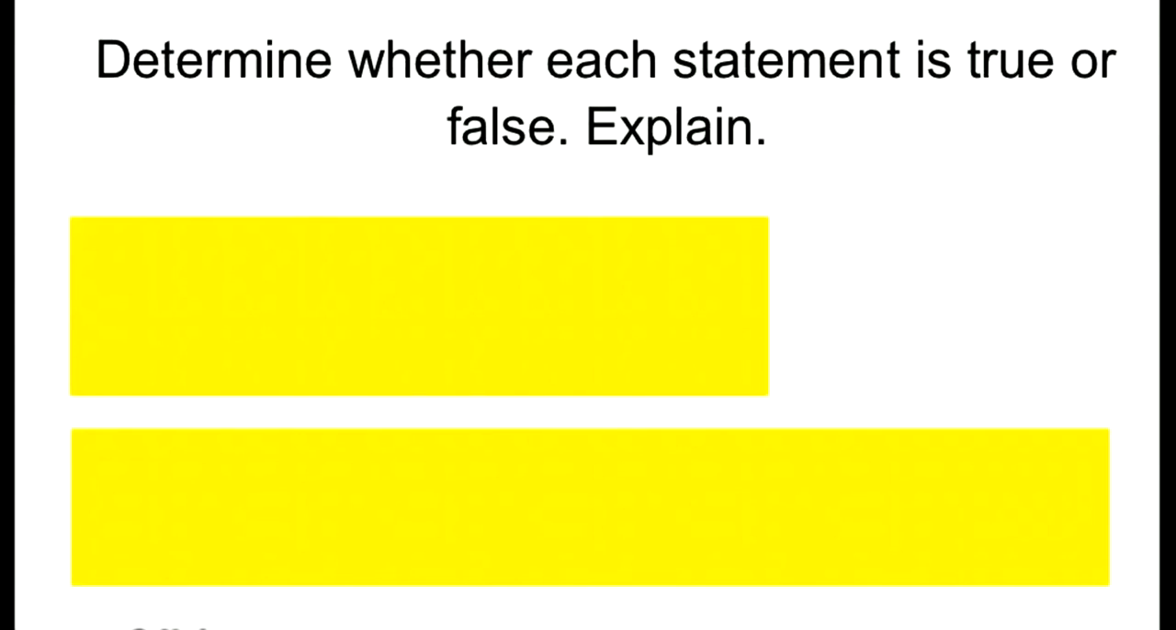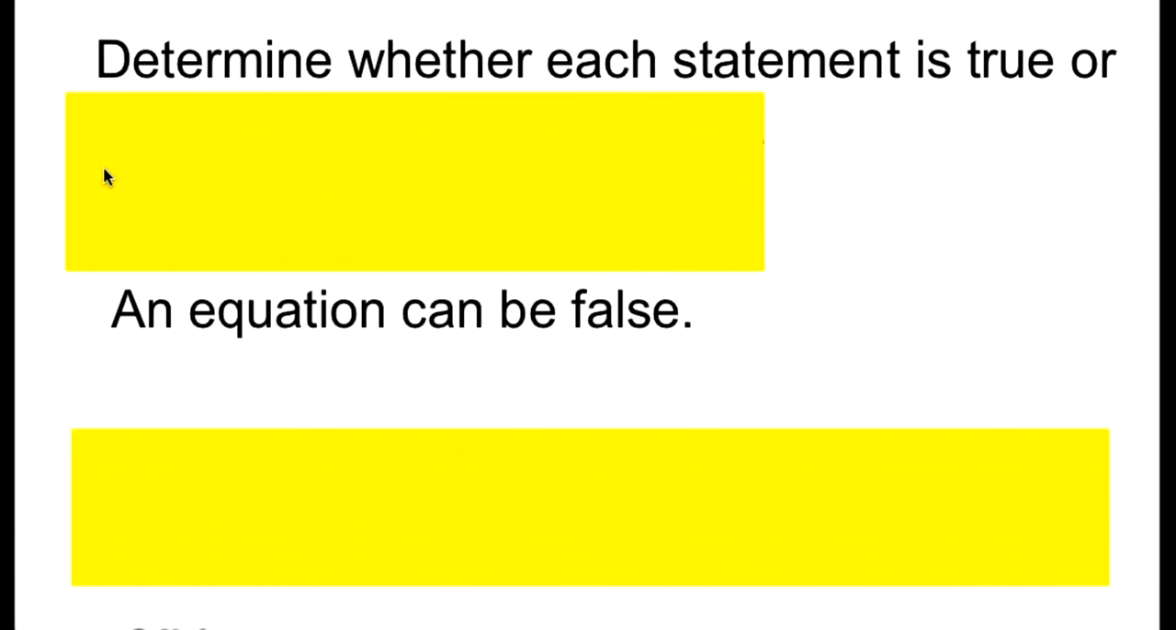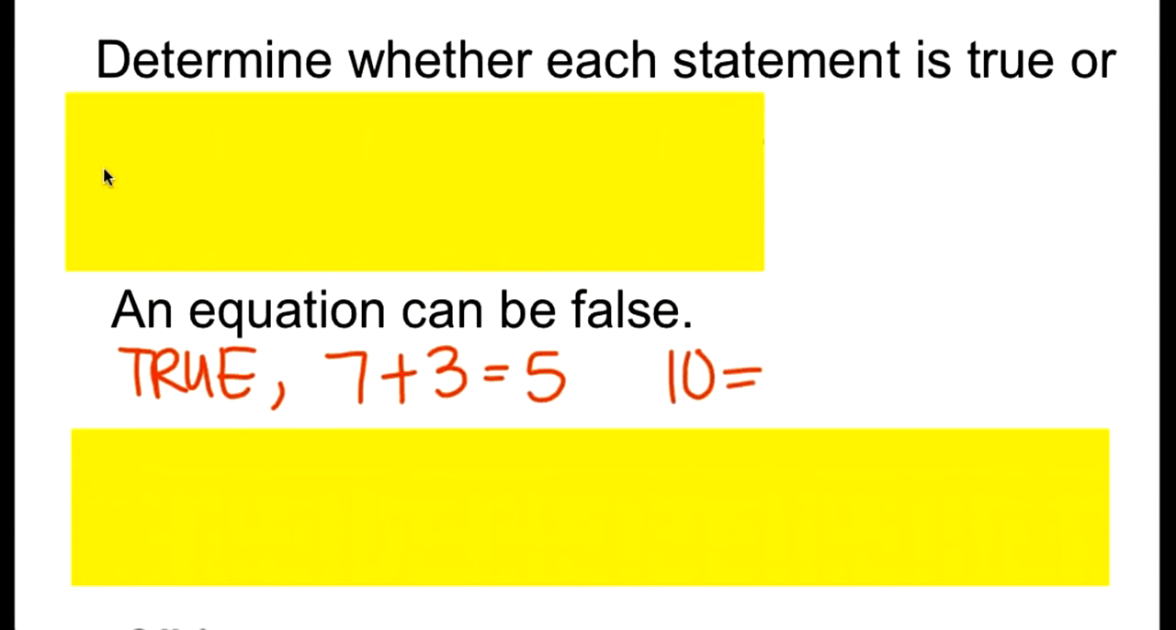We're going to determine whether each statement is true or false, and we're going to explain. So the first statement is an equation can be false. And this is a true statement. And we need one example. So if we have an example of 7 plus 3 equals 5, right? 7 plus 3 equals 10. So 10 does not equal 5. So yes, an equation can be false.